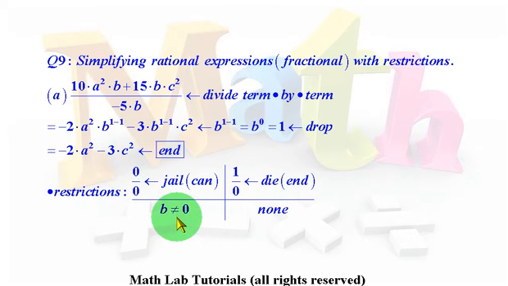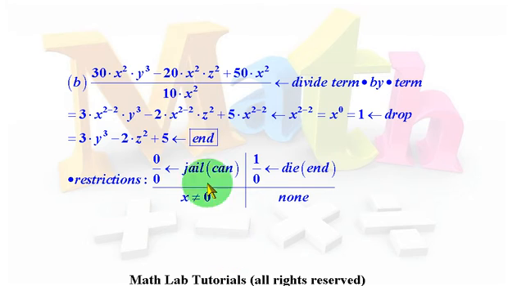Okay, so the restriction makes sure that you don't go to jail, and it makes sure that you don't die. Okay, so be sure to indicate the restrictions so nobody gets killed here. Otherwise, if you don't state restrictions, the original expression is not identical to the reduced form down here. Okay, so the sermon is over. I'm going to go on to the next slide. We'll do another question that's very similar to that.